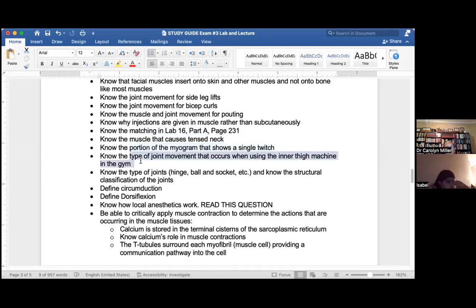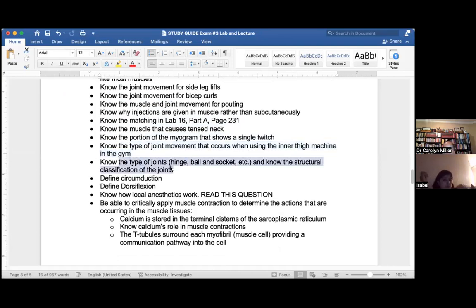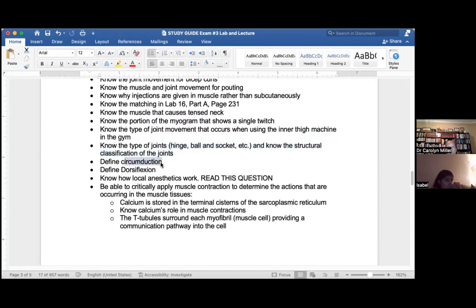Another type of movement that occurs when using the inner thigh machine in the gym would be ADD, adduction, and the muscles are adductors. Another type of joints: hinge, ball and socket. We went through those, the 6 types of synovial joints, and we talked about the structural classification. The ball and socket being synovial, and we gave types of those. Define circumduction, which is movement in a 360 cone of air. Dorsiflexion is pointing your toes toward your tibia.